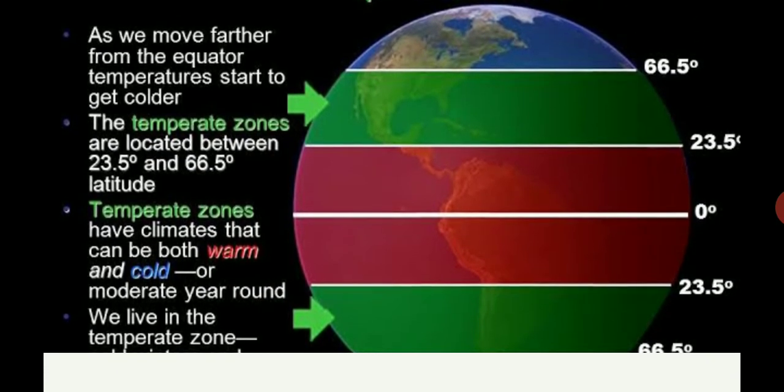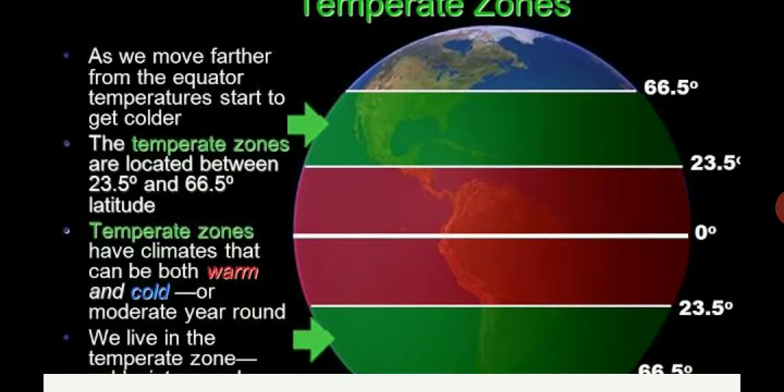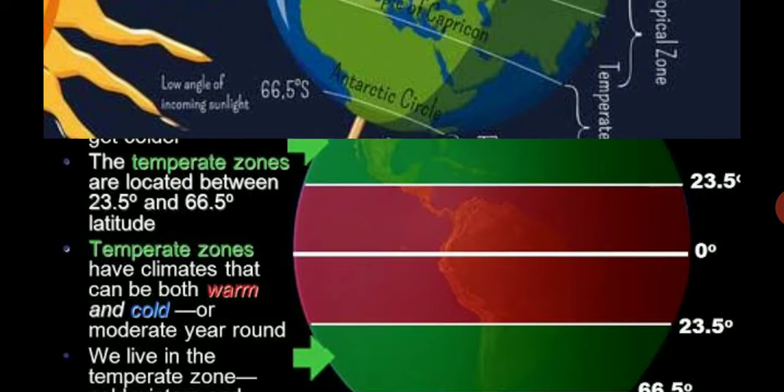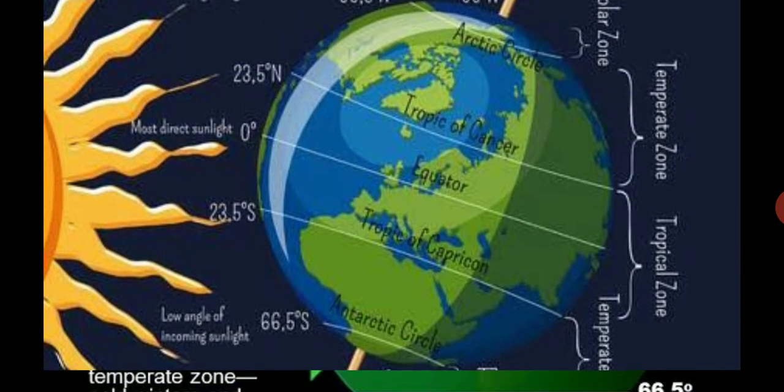See this temperate zone: as we move further from the equator, the temperature starts to get colder, as we already discussed. The farther we go from the equator, the cooler the climate becomes. The temperate zones are located between 23.5 degrees and 66.5 degrees latitudes. Temperate zones have a climate that can be both warm and cold. We have to remember that.